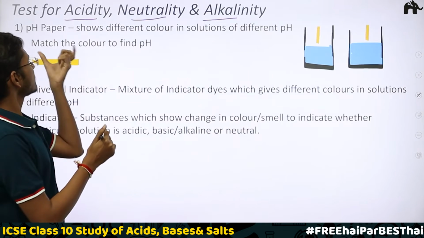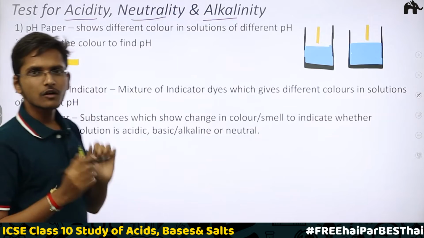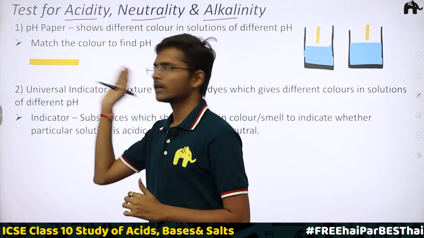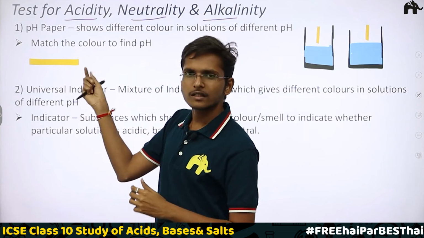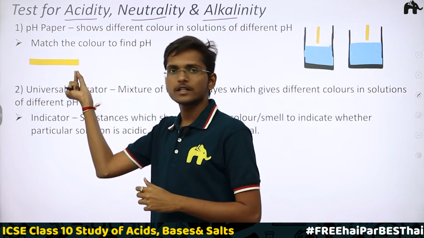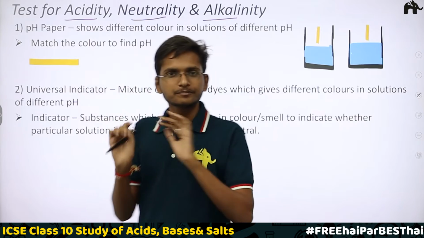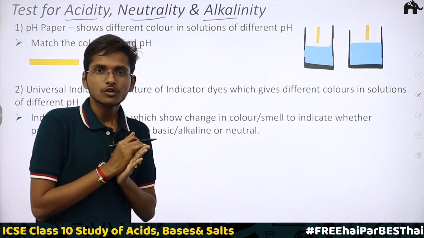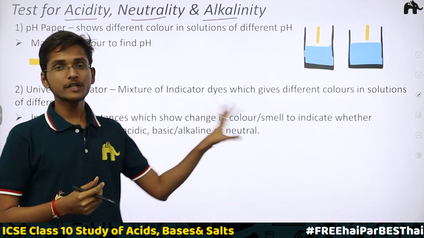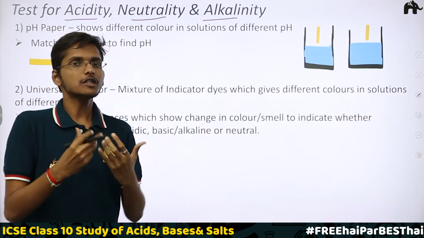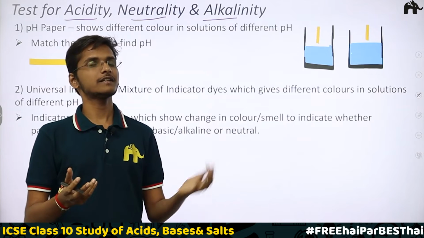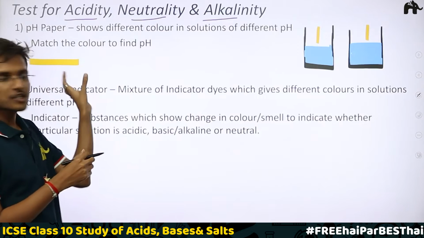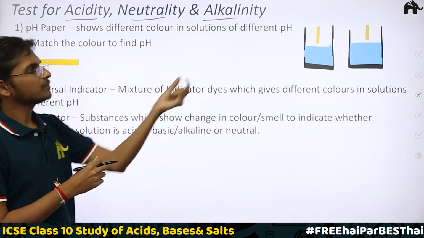This paper you can see here on the screen looks orangish, quite yellow. I can draw the yellow one, but it's something near to orange. If you have solutions having different pH, we need to find out the pH of that solution. Once we know the pH, we can easily say whether it is acidic, neutral, or alkaline, correct? So we insert this pH paper in those solutions.